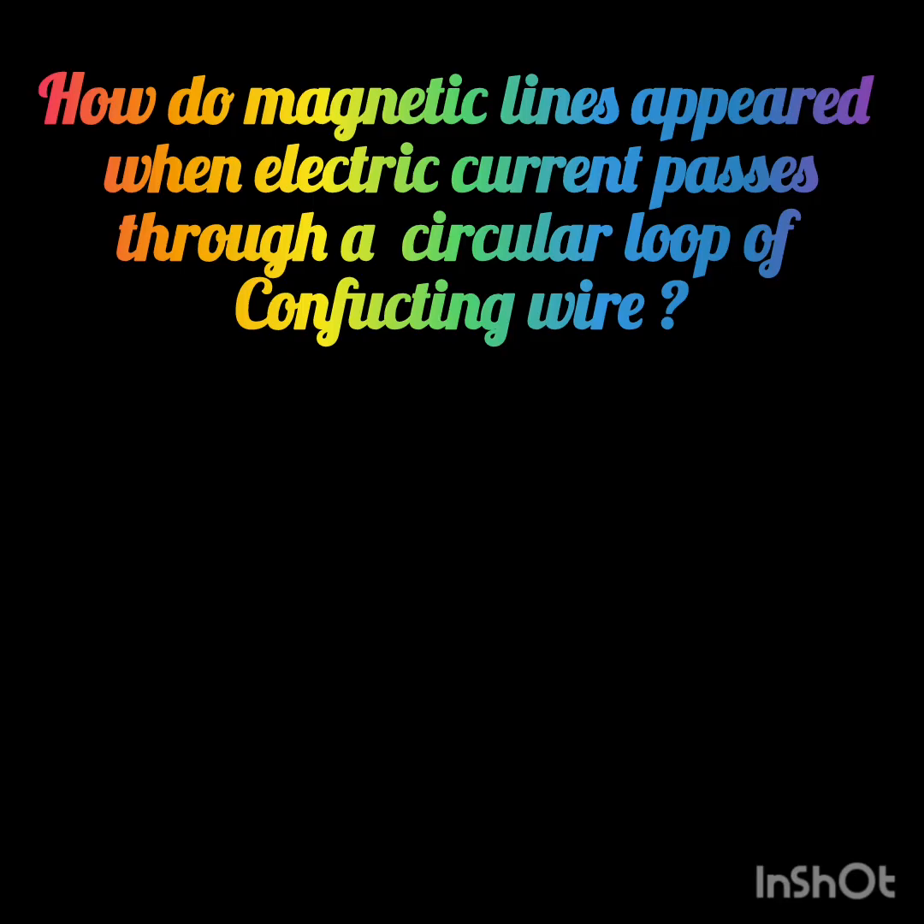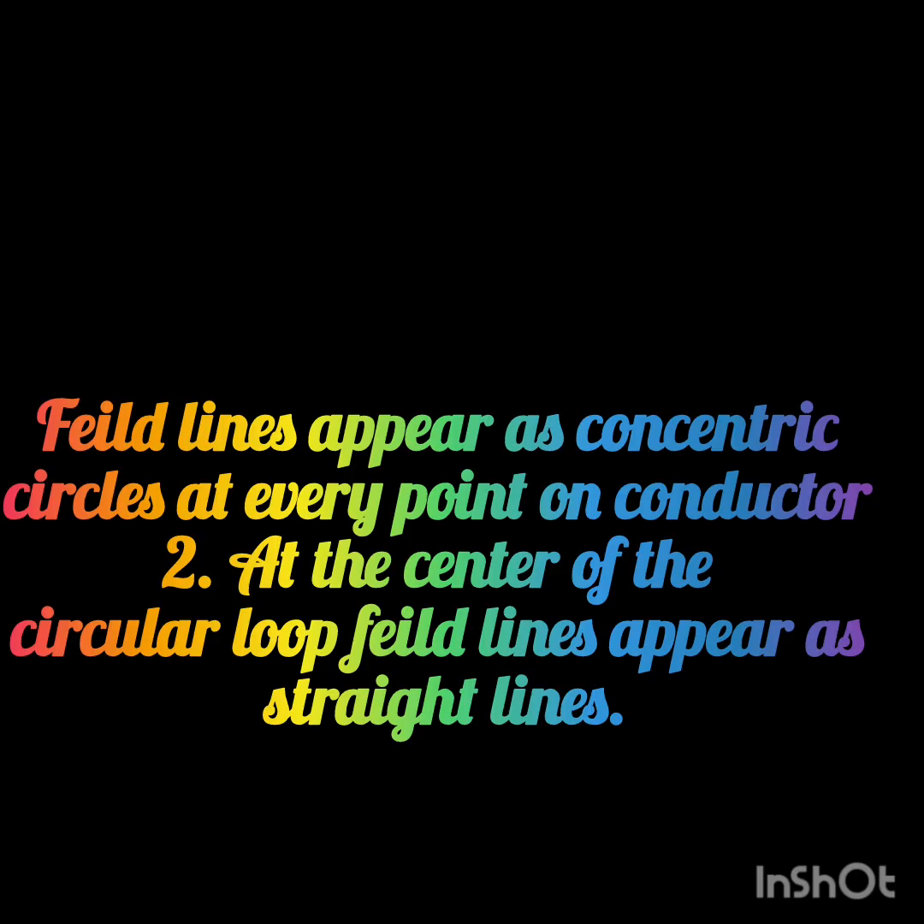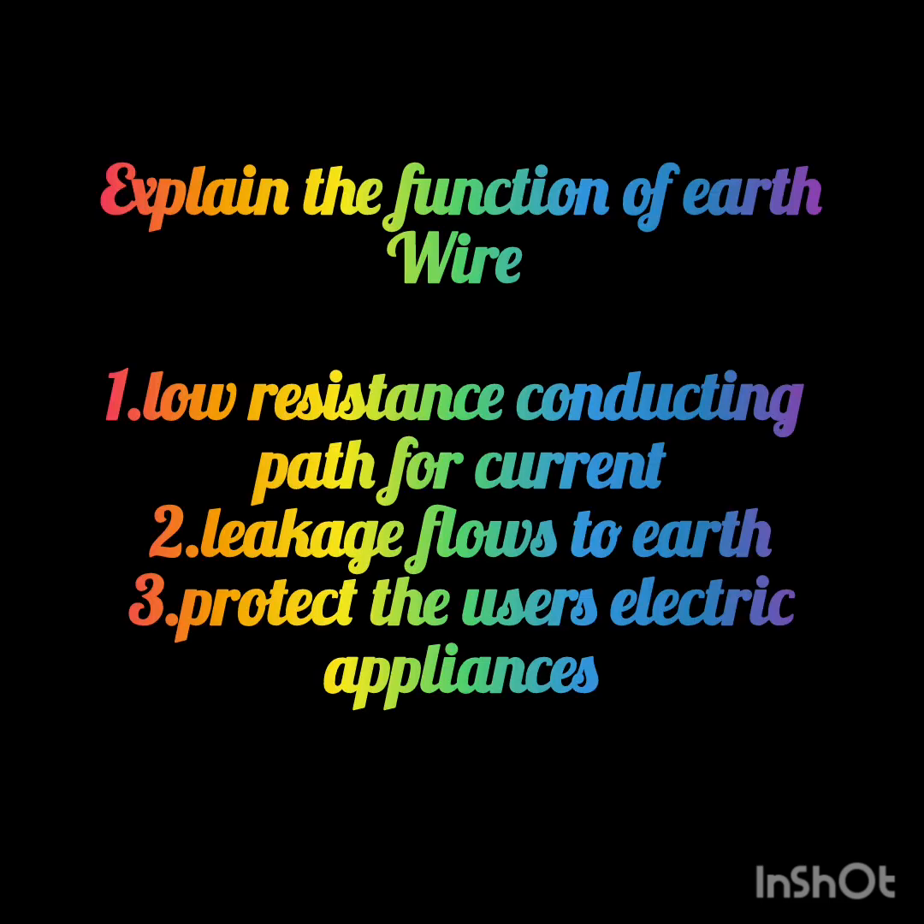How do magnetic lines appear when electric current passes through a circular loop of conducting wire? Field lines appear as concentric circles at every point on the conductor. At the center of the circular loop, field lines appear as straight lines.